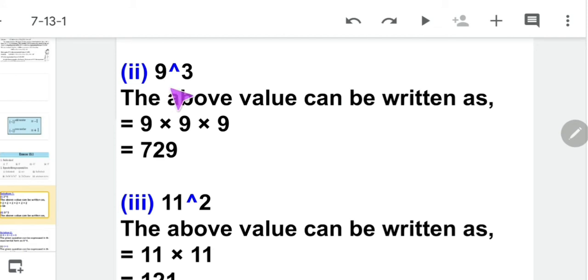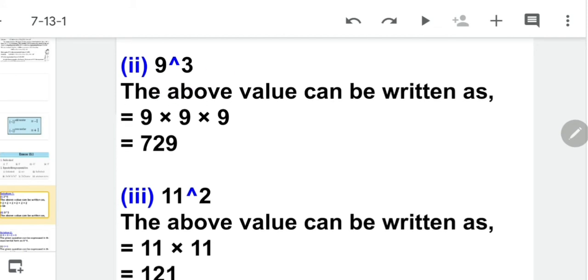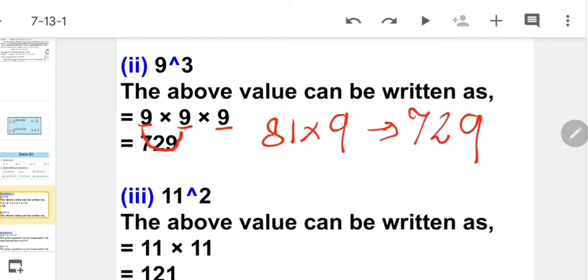Next is 9 power 3. So we have to write 9 three times and all these three 9s will multiply each other. So 9 multiplying with 9 is 81. 81 multiplying with 9 is, you can see here, 729. So our answer is 729.